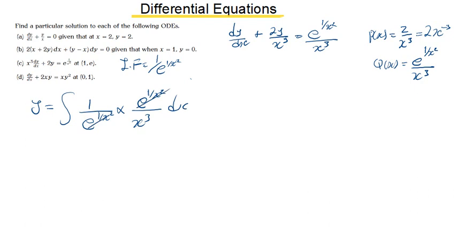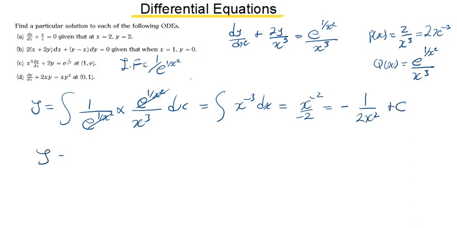Alright, so this can also be written as the integral of x to the power negative 3 dx, and we know this is going to give us x to the power negative 2 divided by negative 2. So we can write this as negative 1 over 2x squared plus a constant. So that's what we have as our y. That's minus 1 over 2x squared plus c.